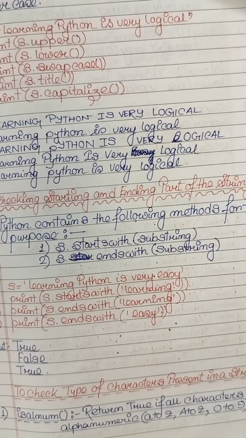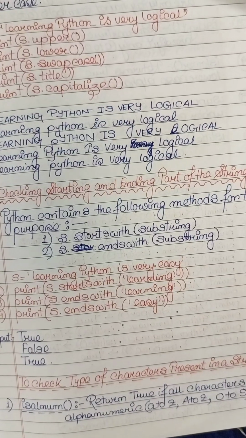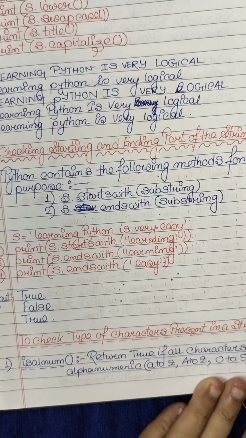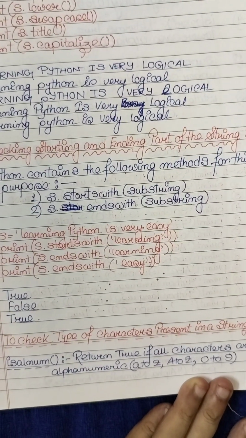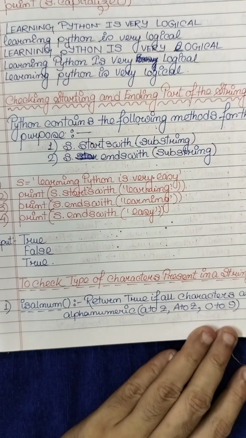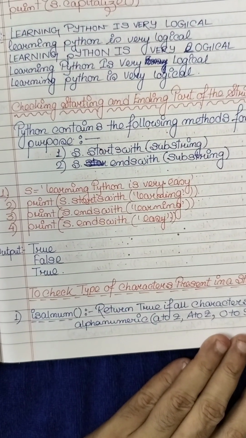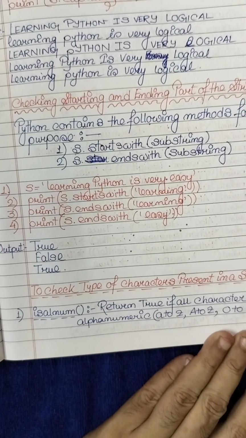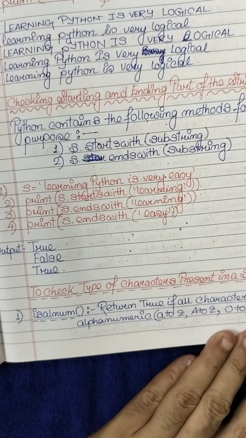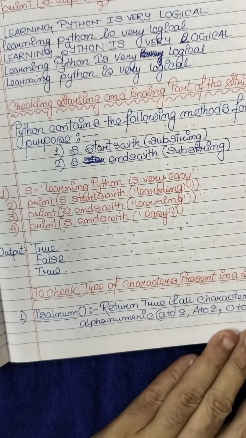Checking the starting and ending part of a string. Python contains the following methods for this purpose. The first one is S dot startswith(substring), and number two is S dot endswith(substring). So take an example. S equals learning Python is very easy. Print S dot startswith learning. The output will be True, because learning is present at the beginning of the string.